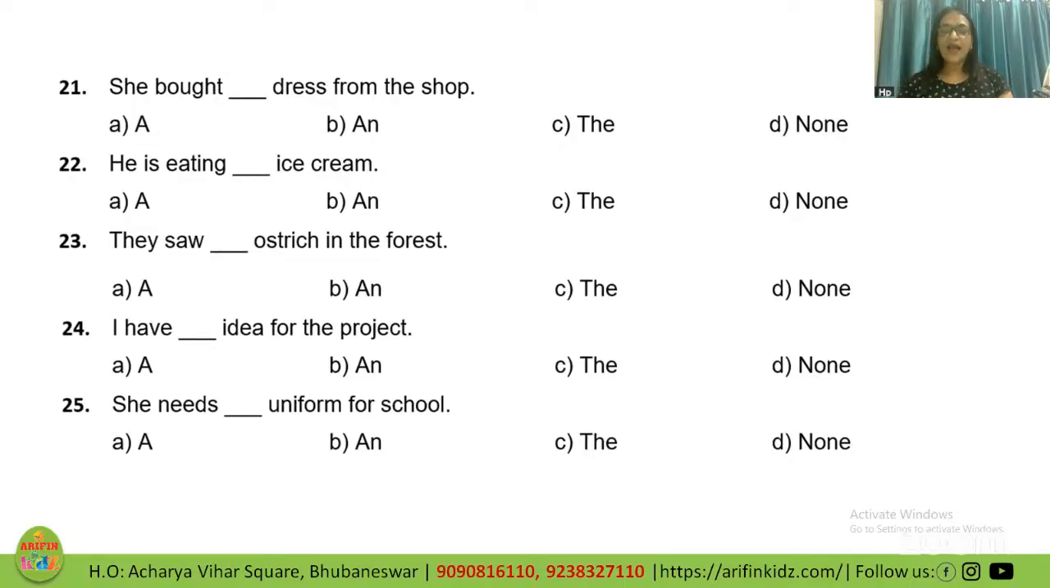While teaching, I said uniform, union, unicorn, unit, 1 rupee, all those words, even if they begin with a vowel letter, we don't use an, we use a, because the vowel sound doesn't come at the beginning. C needs a uniform for school. So here in uniform, the sound is coming like yuniform. So it is a uniform. The correct answer to question number 25 is option A.